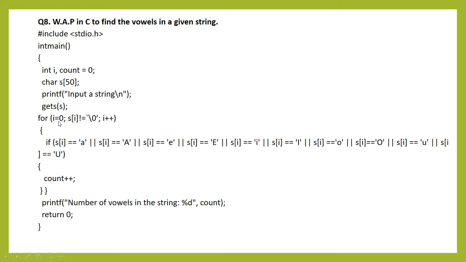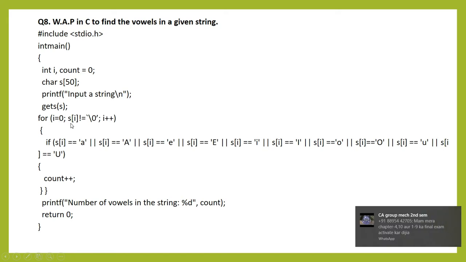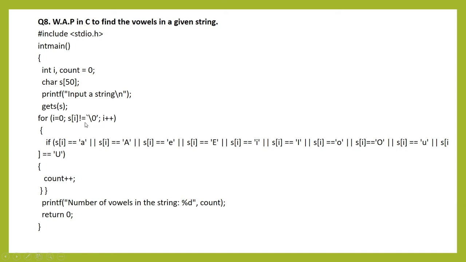Okay, so that's why the for loop is written. Start with 0 and it will be going for how much? S is not equal to null value. Okay, so unless until you find the null value, you go on reading one by one location and check whether it is a vowel or not.